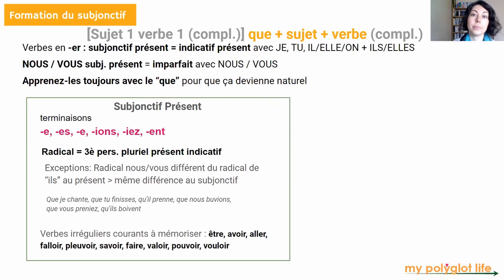And now what's very important is that there are 10 irregular verbs that we use all the time. They're very common verbs, so you have to learn them and practice them a lot with the que je, que tu, all these sentences with those verbs. And these verbs are être, avoir, aller, falloir, pleuvoir, savoir, faire, valoir, pouvoir, and vouloir. And I have a chart with it that we'll see in a few minutes.